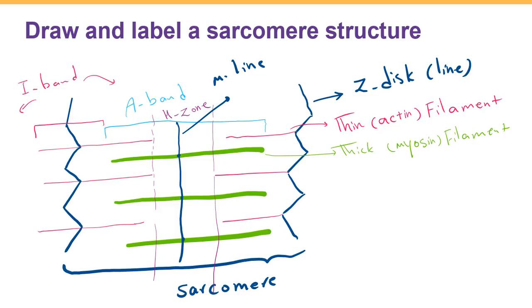So that is the structure of the sarcomere in a relaxed sarcomere, when the sarcomere is not in contraction. Hopefully you learned about the sarcomere structure and the regions. We have Z discs, I band, A band, H zone, M line, and inside of the sarcomere, we have thin filament and thick filament, actin filament and myosin filament.